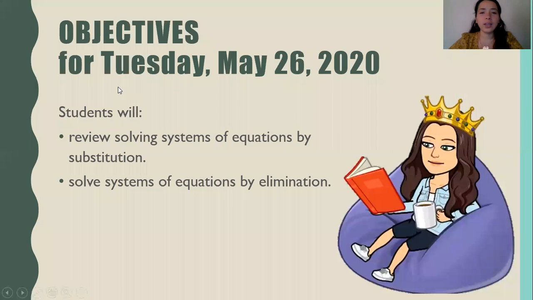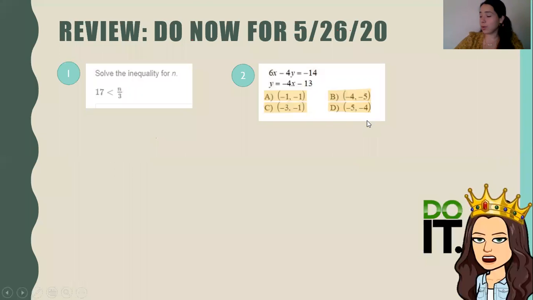All right, so let's go ahead and look at our objectives for today. We're going to review solving systems of equations by substitution, which is something we were working on last week. And then we're going to do solving systems of equations by elimination. Before we do that fully, I want to review something we've been doing from the start of the school year, which is solving for n. If you know what to do, or if you know the answer, let me know. But I'm going to take you step by step just as a reminder, okay?